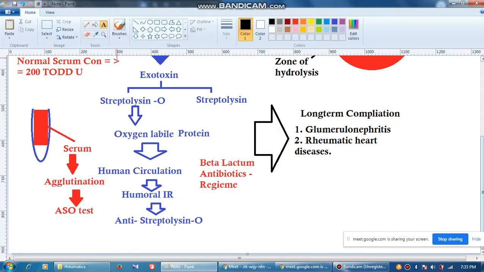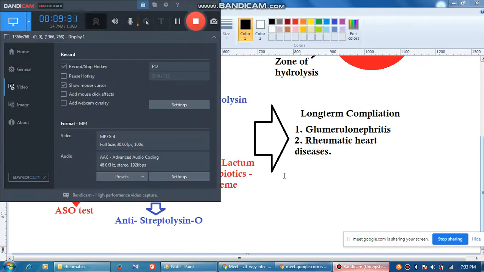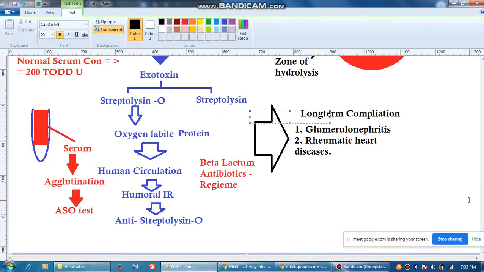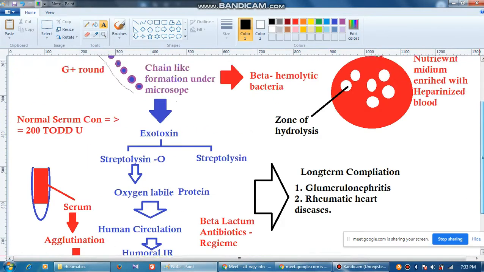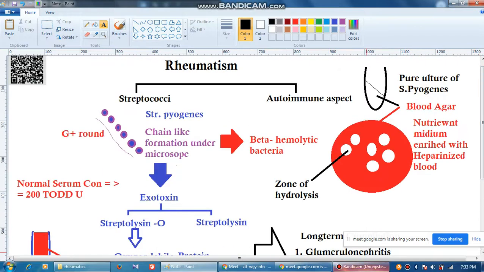Okay, so in this case we will draw this. Just one second. Okay, so what exactly happens is, this is the whole thing as we have discussed till now. We'll come to the autoimmune condition later on, a bit later.